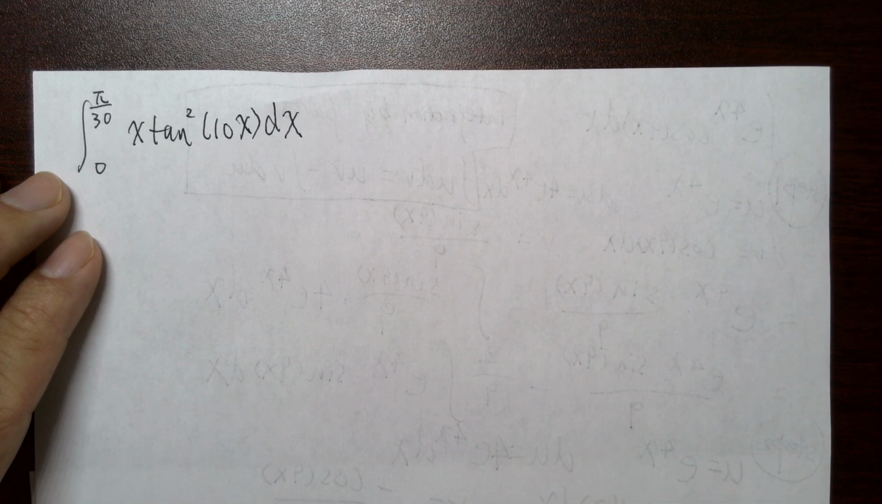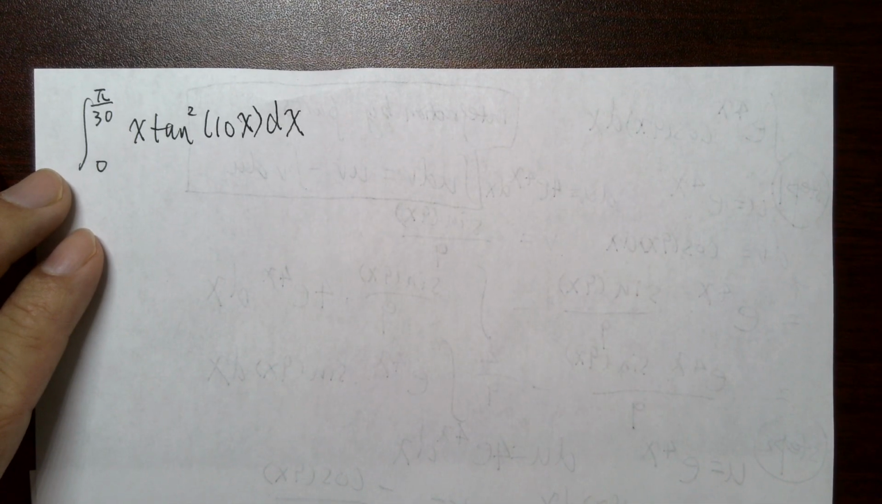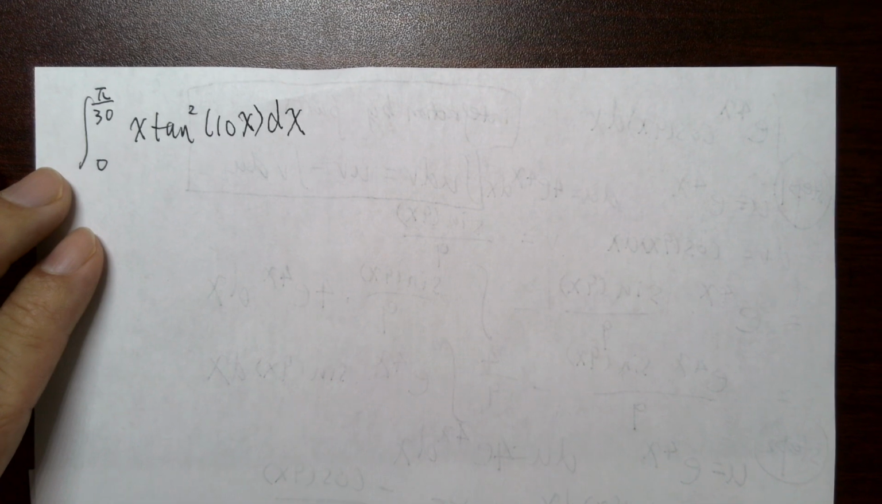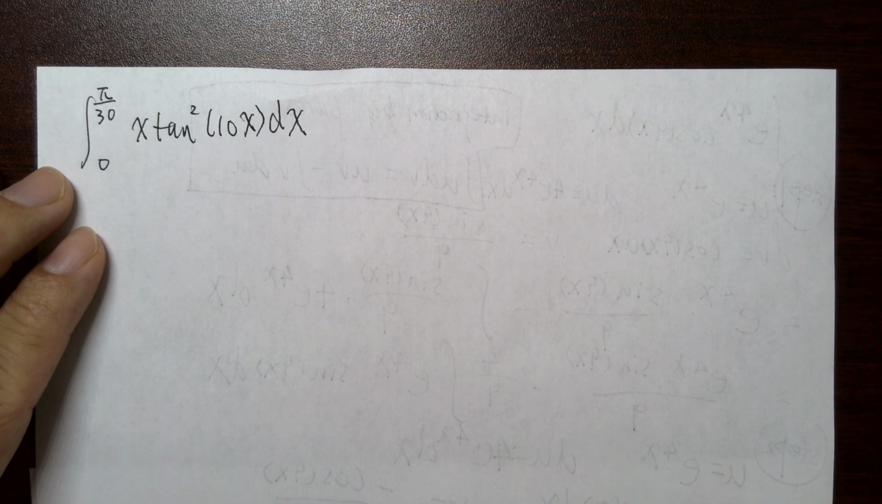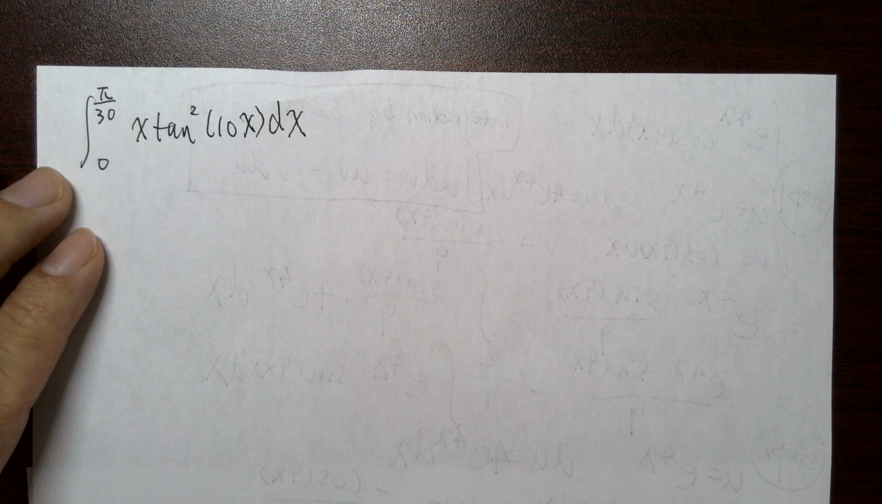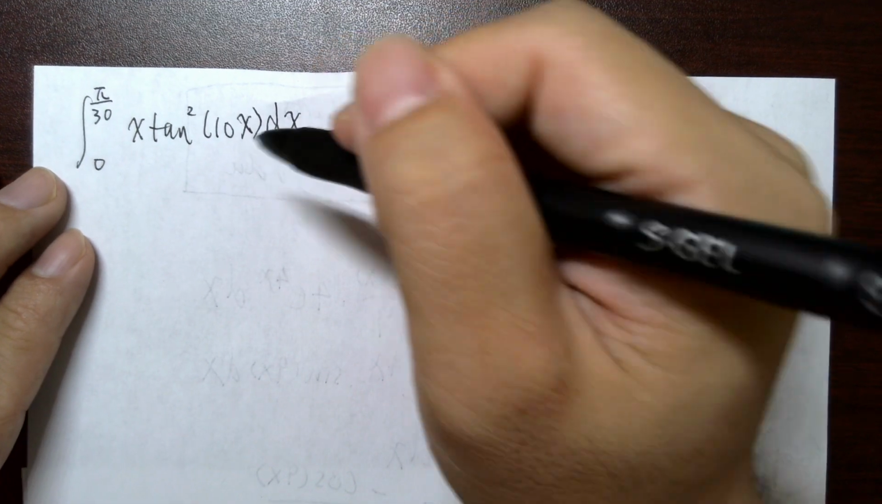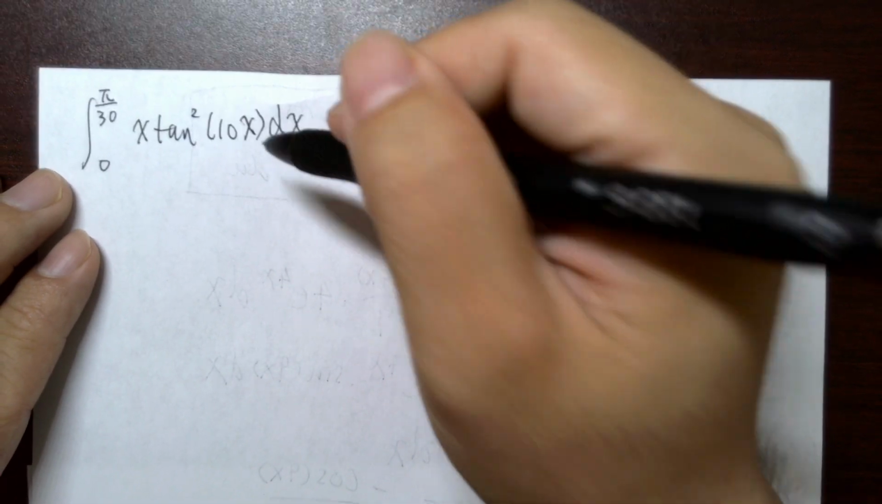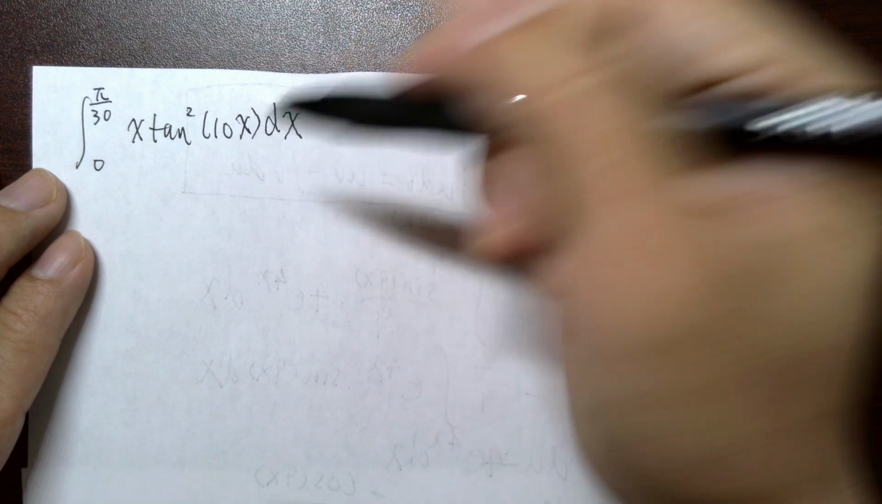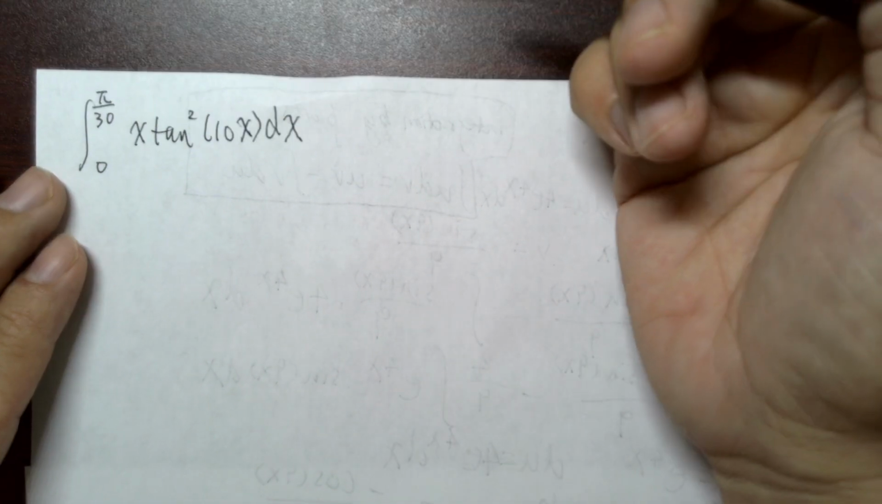All right, so look at this problem. Integral from 0 to pi over 30 of x tan square of 10x dx. To handle this type of question, what I usually like to do is make a u substitution first, because we have 10x here. And it's better to make the u substitution at the beginning to avoid more chaos in the future.